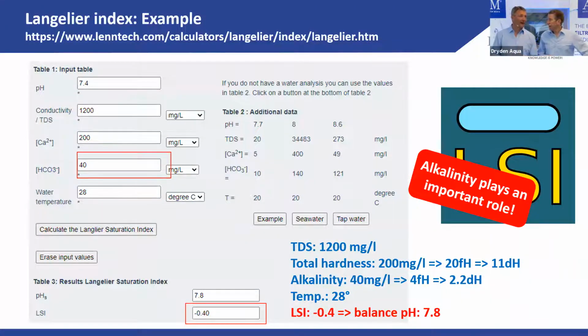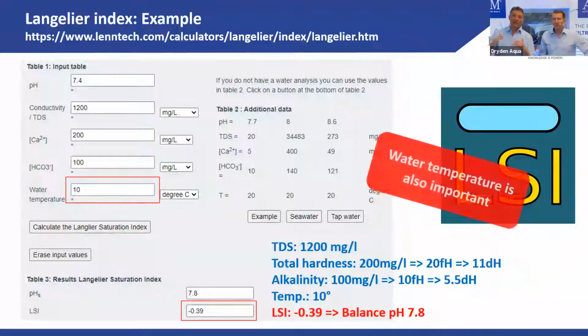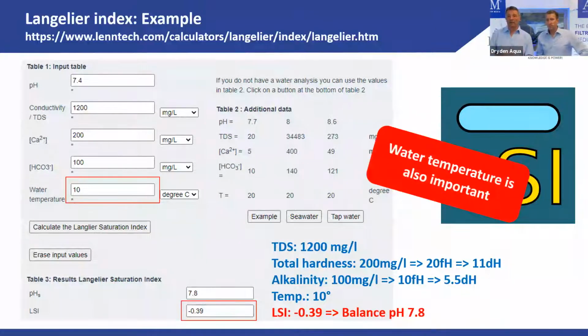I wouldn't do that. I would not go higher than 7.6. At least not in the pool season. Maybe in wintertime if you just stop it. Okay, so alkalinity plays a very important role when it comes to corrosion. And this is something that you can adjust.